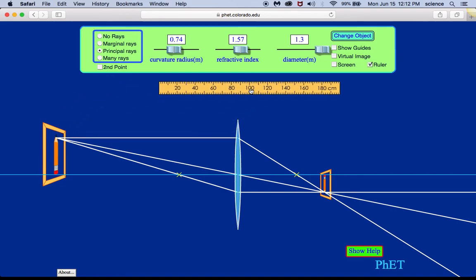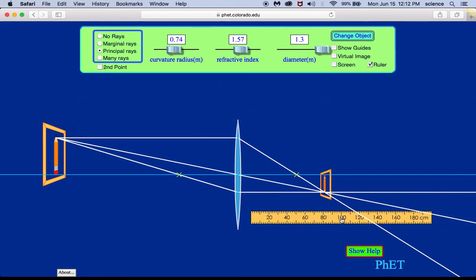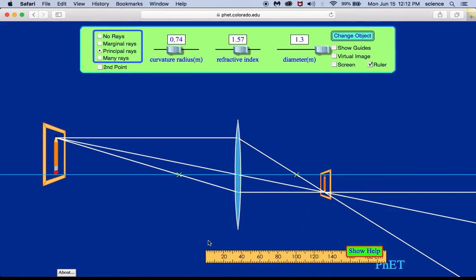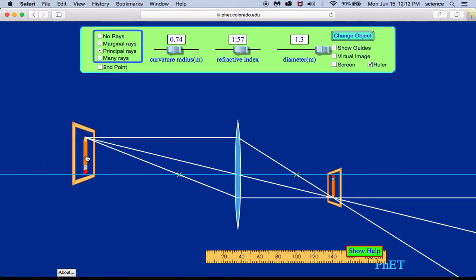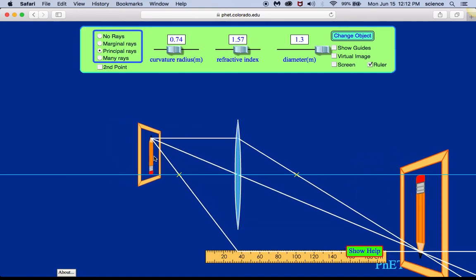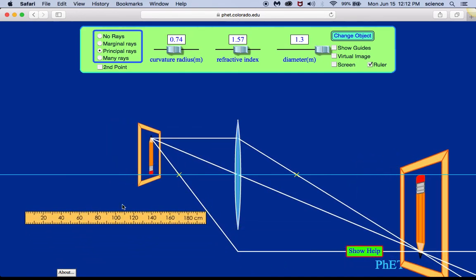So I'm far away from the lens, and I form an image that is inverted and smaller when I'm far away. As I bring the object closer so that it's within twice the focal length and the focal length, which is definitely here. So now my object is here, it's upright. My image is inverted and it's larger. So that was the second case that we looked at.